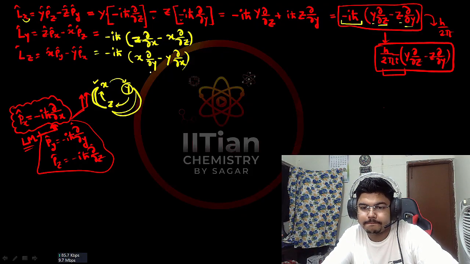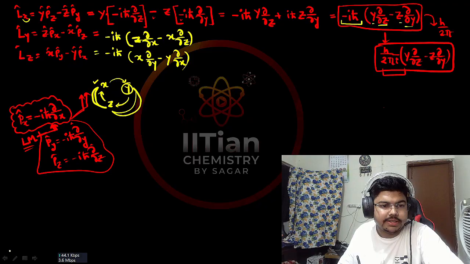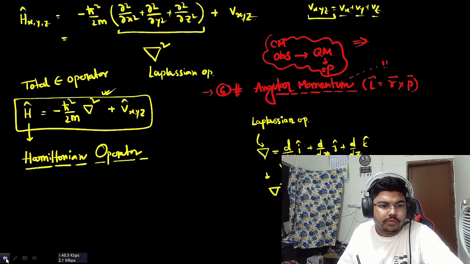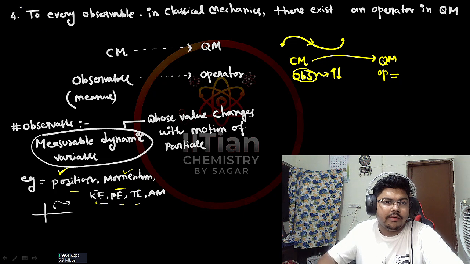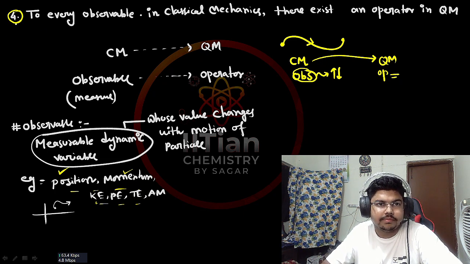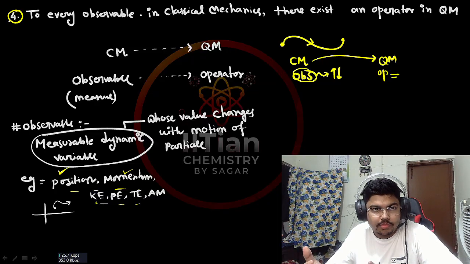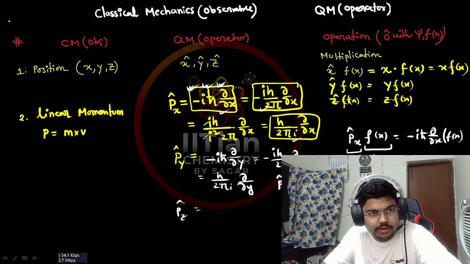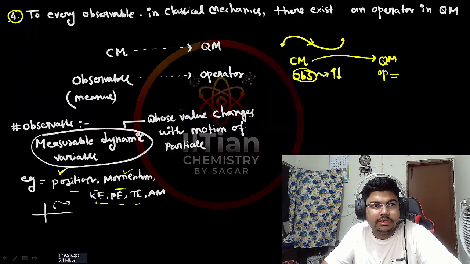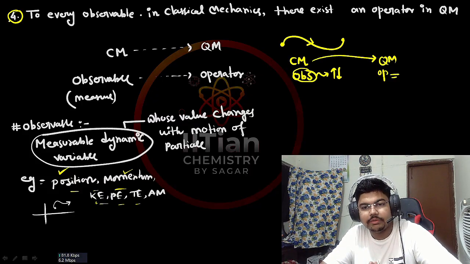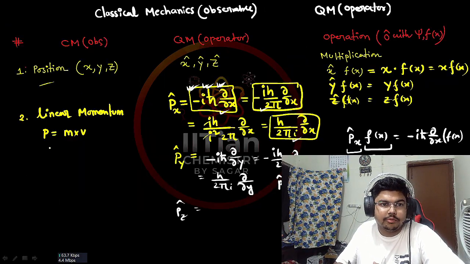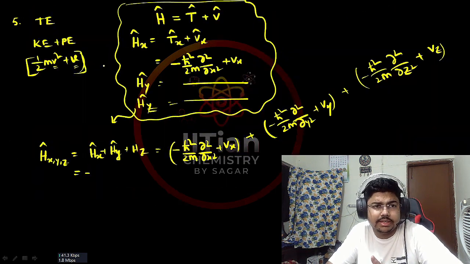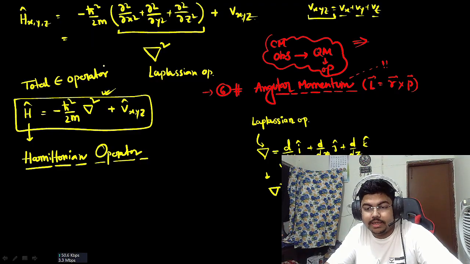Okay. So till now we have completed angular momentum. We were looking at different properties of an operator, isn't it? We have seen four properties of an operator. The fourth property was saying that every observable in classical mechanics will have an operator in quantum mechanics, and we have seen that for different observables in classical mechanics like position, linear momentum, kinetic energy, potential energy, total energy, and angular momentum, there are operators in quantum mechanics.